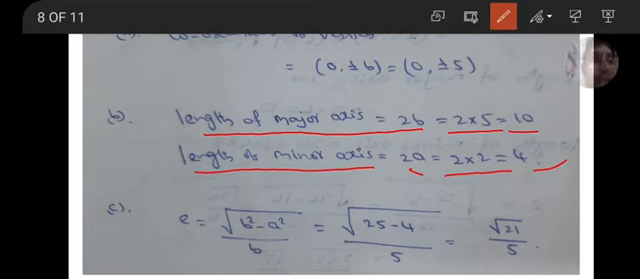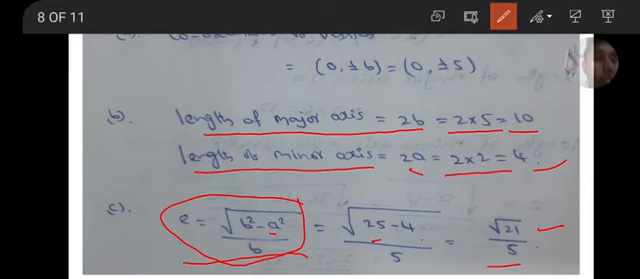And eccentricity value: square root of b square minus a square by b. It is the formula for the second standard form. b square, b is 5, 5 square means 25, a square, 2 square means 4, 25 minus 4 by 5, 25 minus 4 means root 21 by 5. The e value is root 21 by 5.